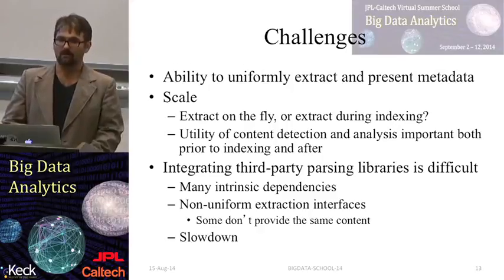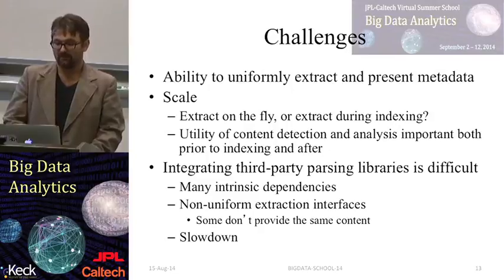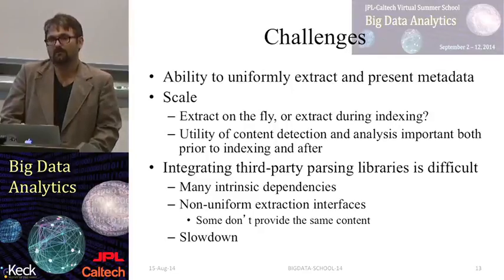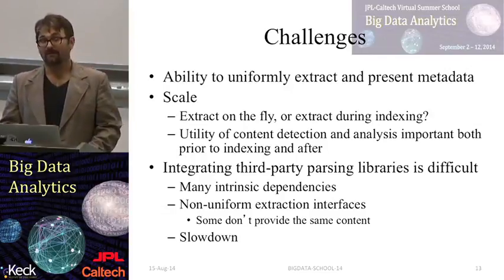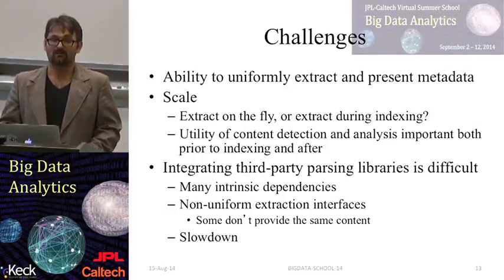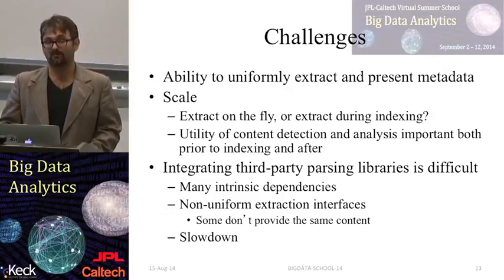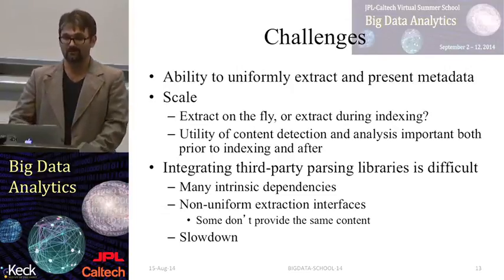I'm going to just cover a couple of these challenges here and point them out. Scalability is a really big challenge. Well, first, the ability to uniformly extract and present metadata is difficult because there are so many metadata models. There aren't as many metadata models as there are file types, but there are almost that many. Almost each file type a lot of times presents its own metadata model. There is not a lot of reuse between them.